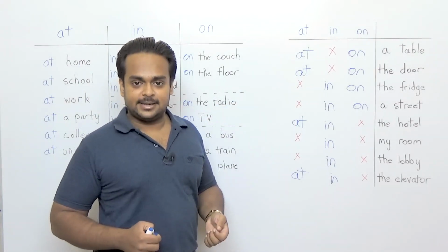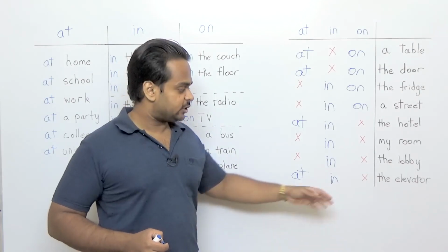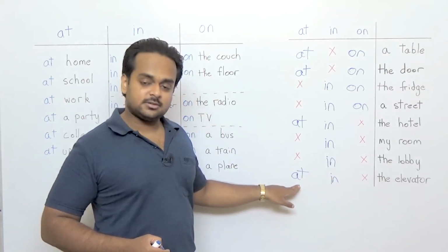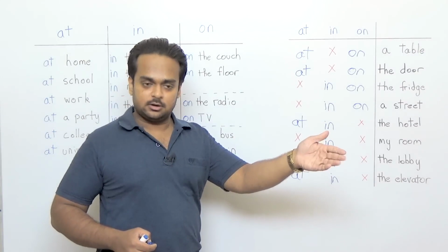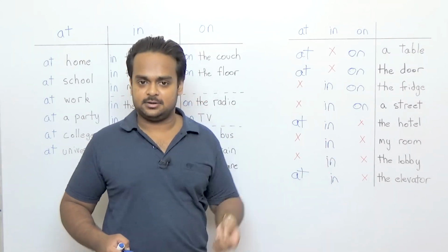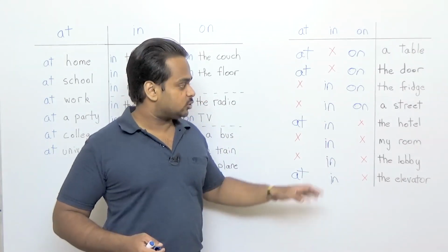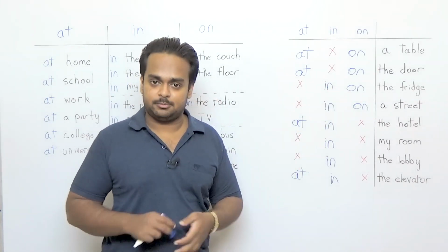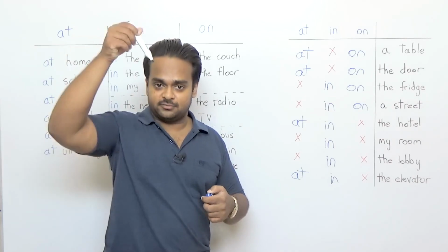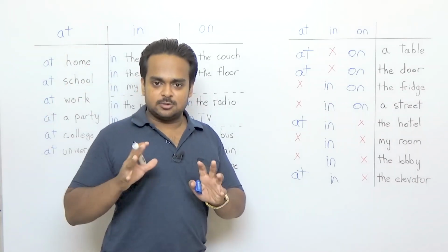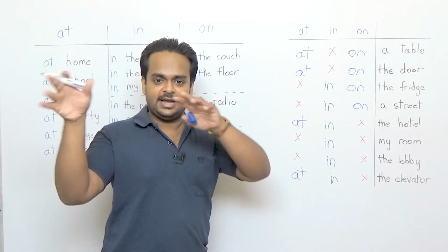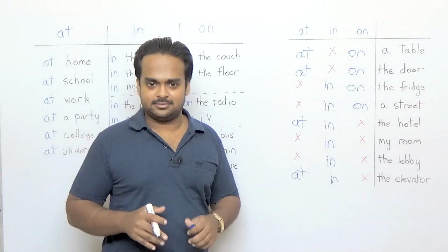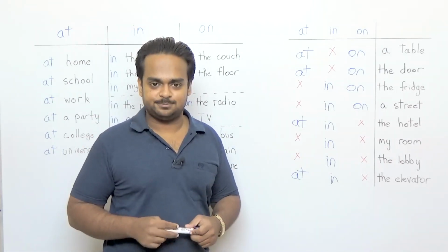Remember that the meaning can change depending on which one you use. For example, with elevator, at means near the elevator and in means inside the elevator. And in many cases, we cannot use some prepositions. We cannot say on the elevator, for example, because that would mean on top of the elevator. Like in an action movie where the hero and the villain are fighting on top of an elevator, right? It doesn't make a lot of sense in real life.